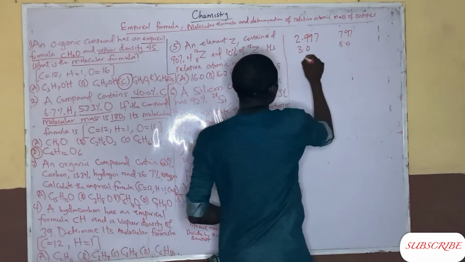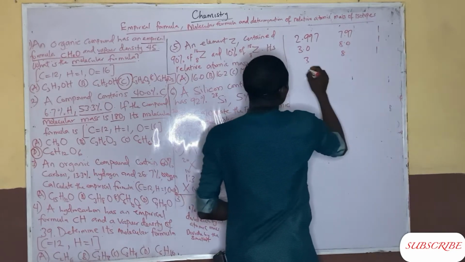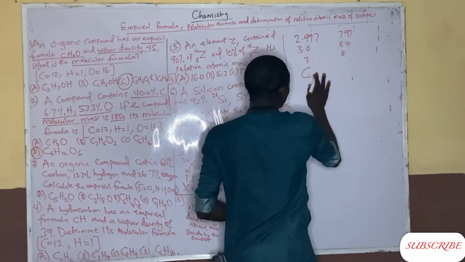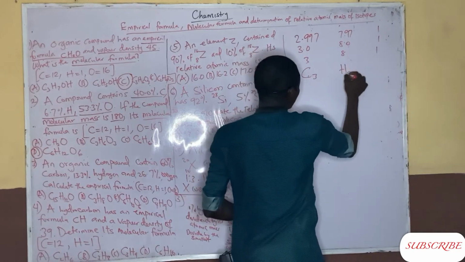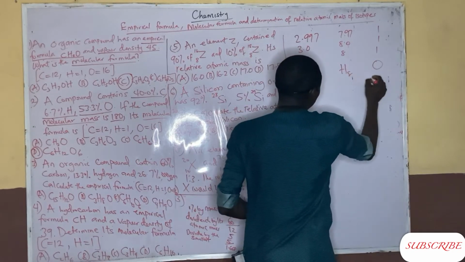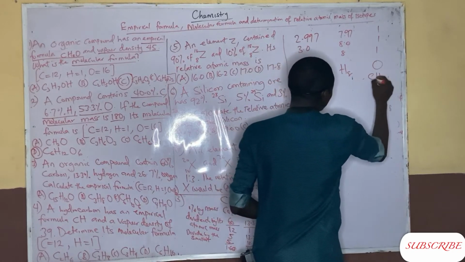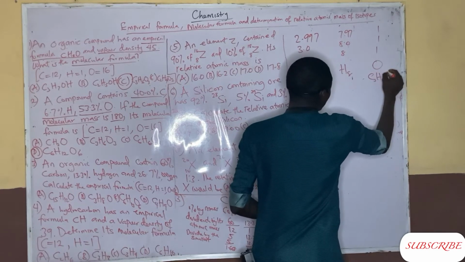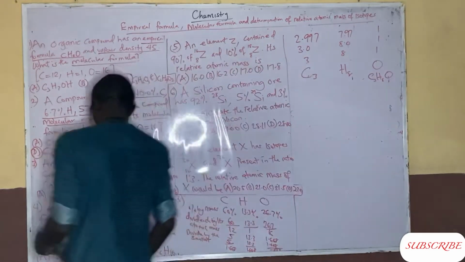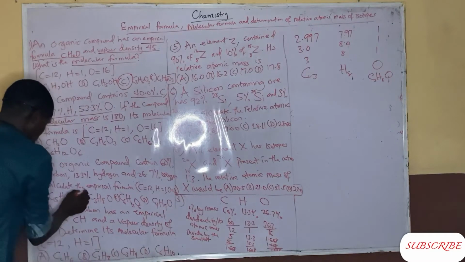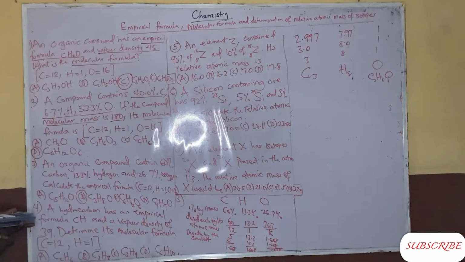So it means the ratio is 3, 8, 1. So carbon is 3, hydrogen is 8 and oxygen is 1. So yeah, the empirical formula is C3H8O. So which is option B? Option B. So that is option B.